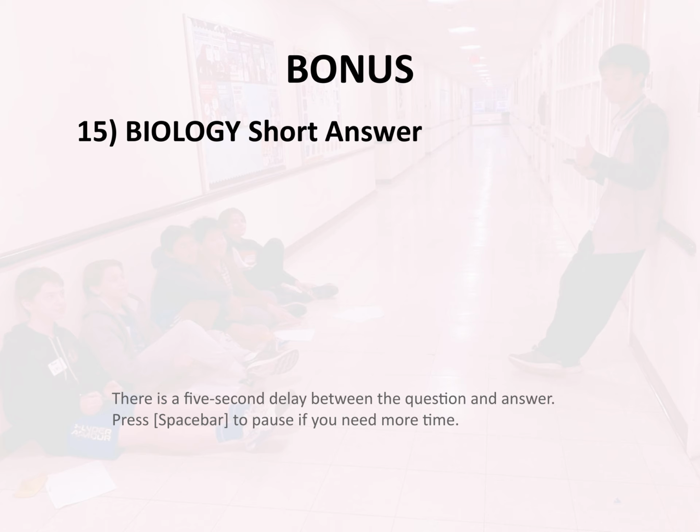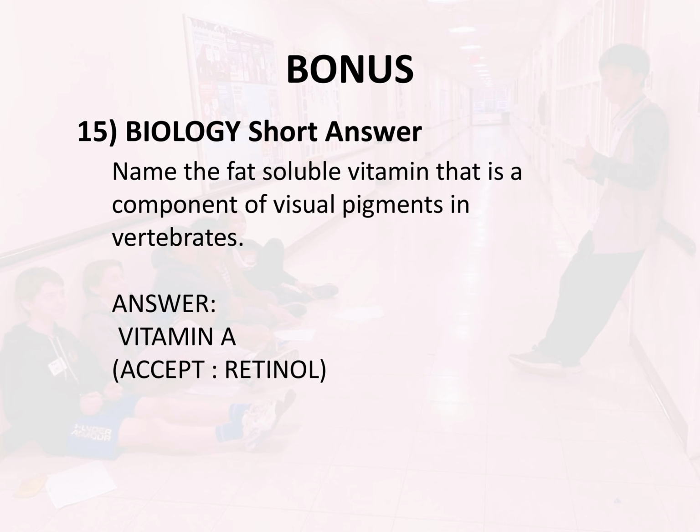Bonus 15. Biology. Short answer. Name the fat-soluble vitamin that is a component of visual pigments in vertebrates. Answer. Vitamin A.